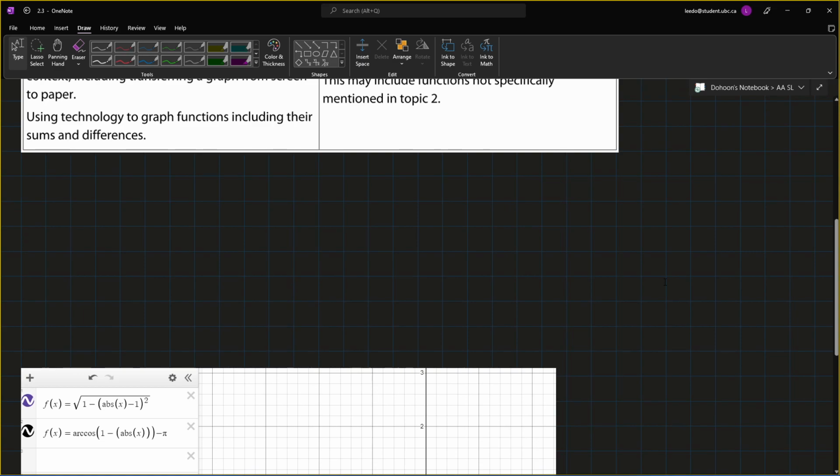that I wrote two functions, f of x equals square root of 1 minus absolute value of x minus 1 squared, and also another function, f of x equals arccos of 1 minus absolute value of x minus pi. What do you think that they mean? Any guesses? Perhaps you can pause the video to think about it. It's okay if you can't picture it in your head. That's fine. I can't do it too. Let's see what it looks like on the graph.